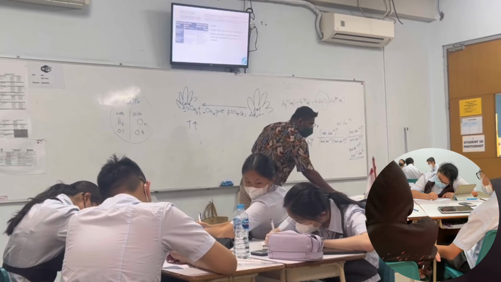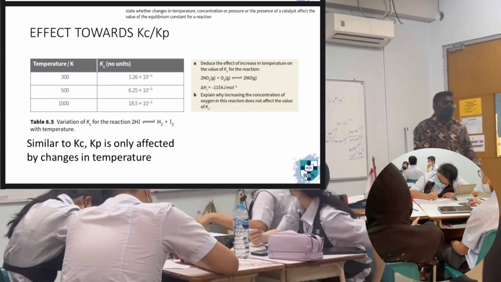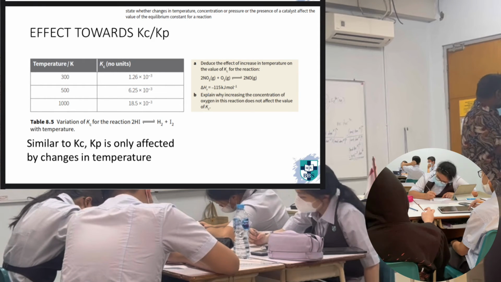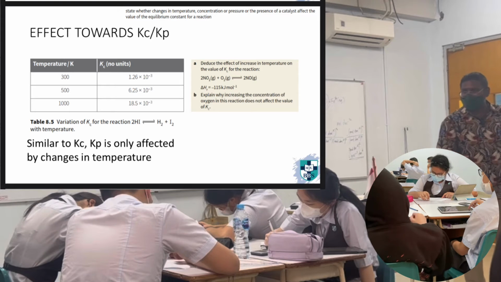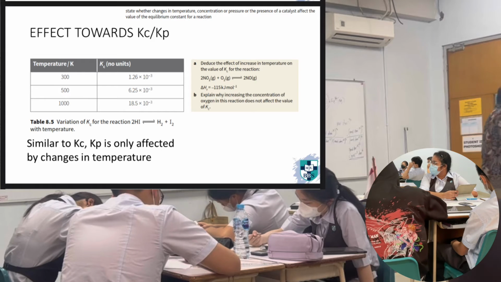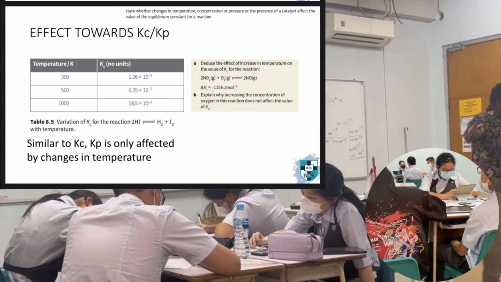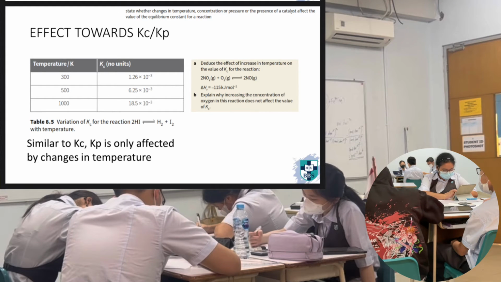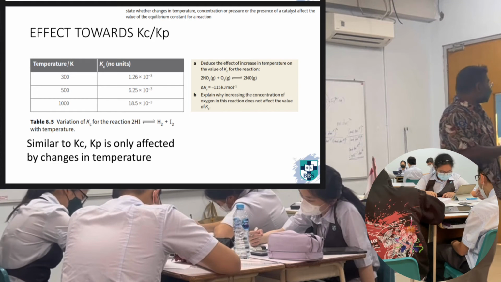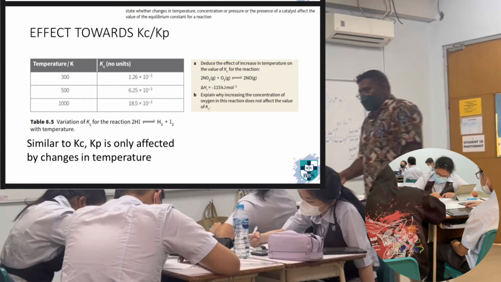Okay, now do remember one thing. We come back again to Kp and Kc, equilibrium constant. From the term constant, constant means it's always going to be the same. But do remember, equilibrium constant is constant for concentration, constant for pressure, constant for whenever you add catalyst, but whenever you are talking about temperature, it's not constant anymore. Okay, Kc and Kp are affected by temperature.